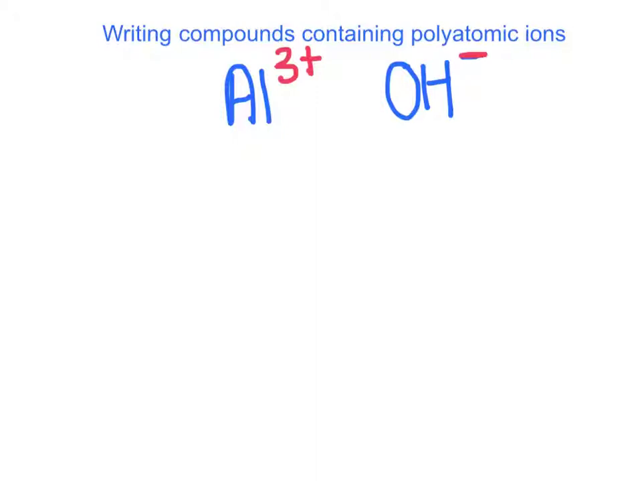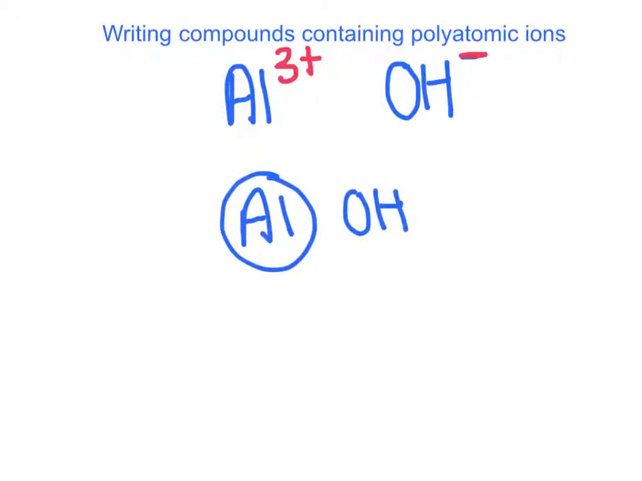Right now, it is not neutral. If I were to take one aluminum and try to bond it to one hydroxide, that would not be neutral because this is 3 plus and this is 1 minus. 3 plus does not balance out 1 minus. I need 3 minus to balance out 3 plus.